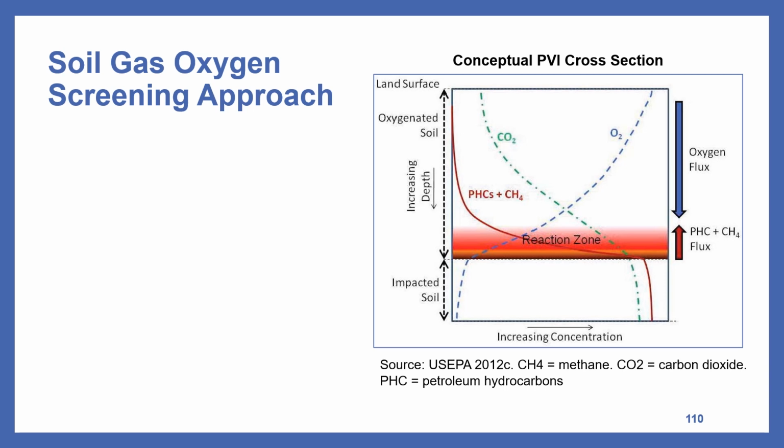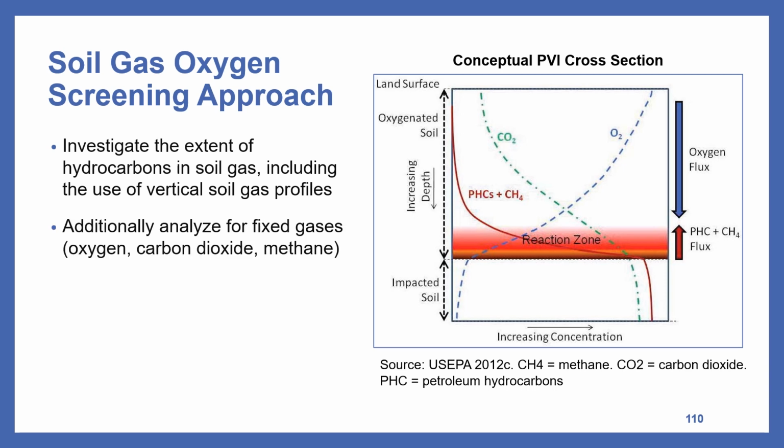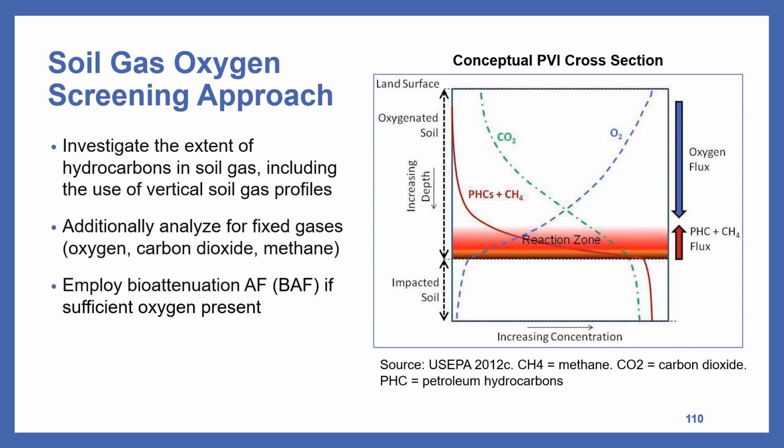In this approach, what you're really doing is investigating the extent of hydrocarbons in the soil vapor. It's common to see the use of vertical soil gas profiles to demonstrate that this type of breakdown, or attenuation, is occurring. So you're additionally analyzing the soil gas samples for fixed gases, oxygen, carbon dioxide, and methane, in addition to the petroleum hydrocarbons. And then if there's sufficient oxygen present, you can employ the appropriate bioattenuation factor.